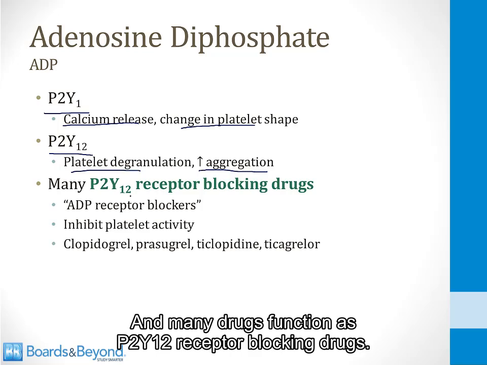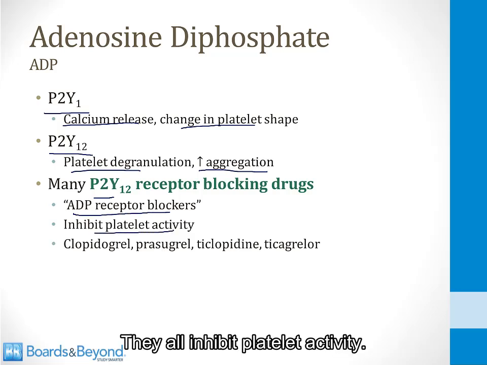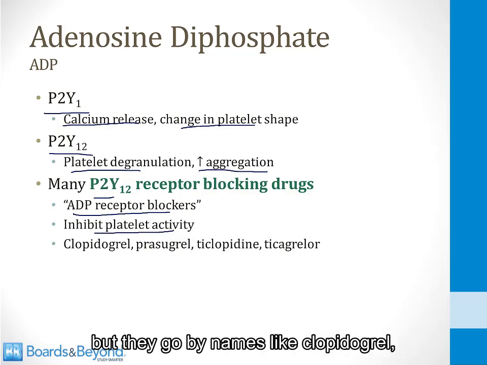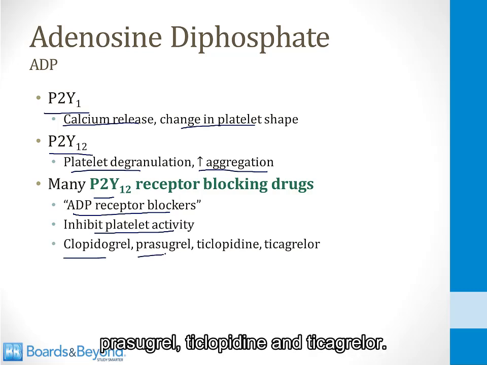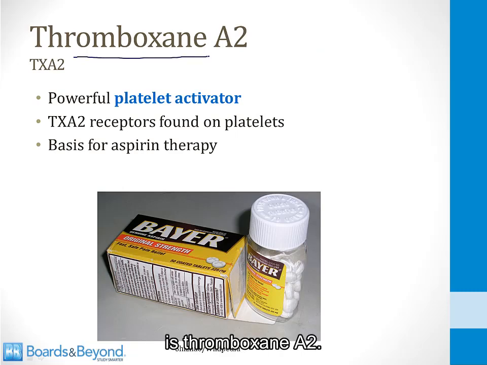And many drugs function as P2Y12 receptor blocking drugs. These are often called ADP receptor blockers. They all inhibit platelet activity. We'll talk about these drugs in more detail in the module on antiplatelets, but they go by names like clopidogrel, prasugrel, ticlopidine, and ticagrelor.